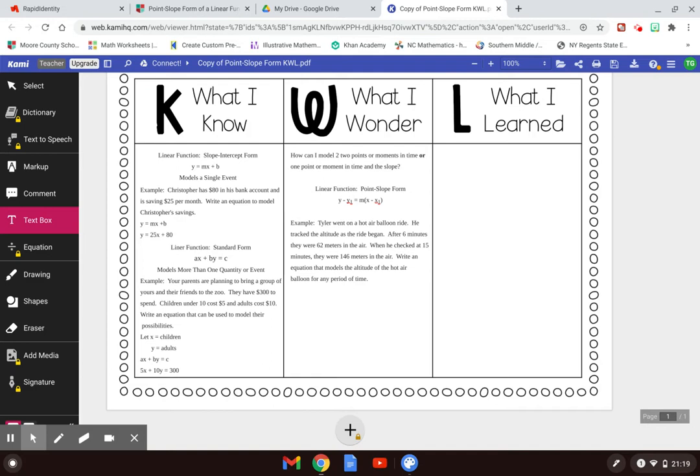Then we also have the linear function in standard form, which is the ax plus by equals c. And this models more than one quantity or event. So the example would be your parents are planning to bring a group of yours and their friends to the zoo. They have $300 to spend. Children under 10 cost $5 and adults cost $10. Write an equation that can be used to model their possibilities.